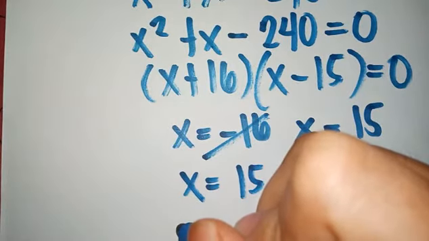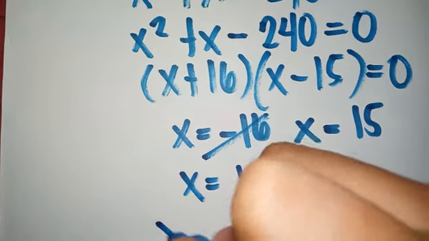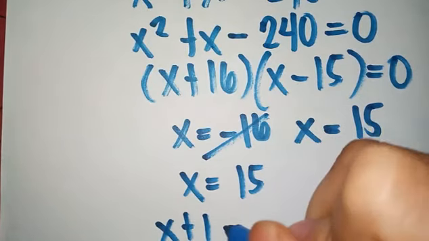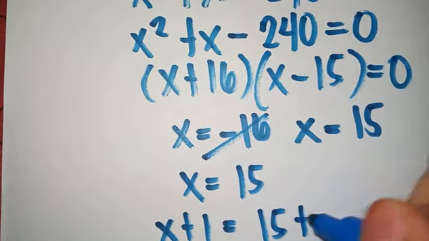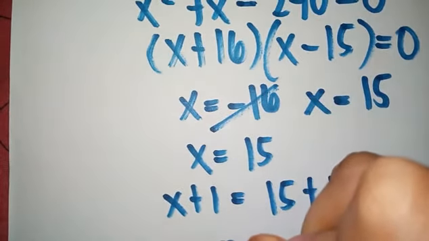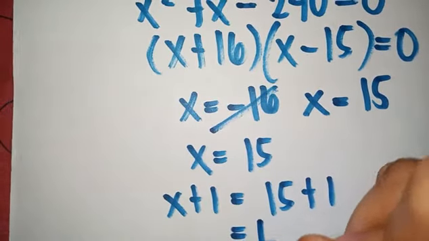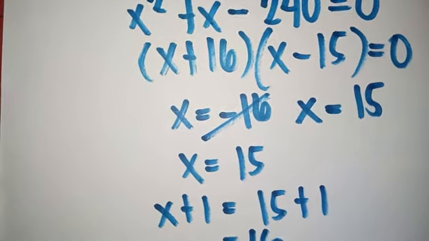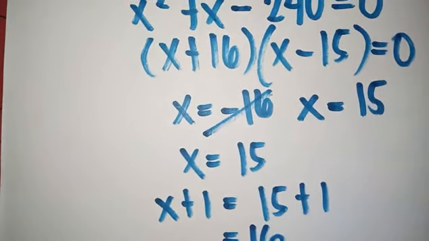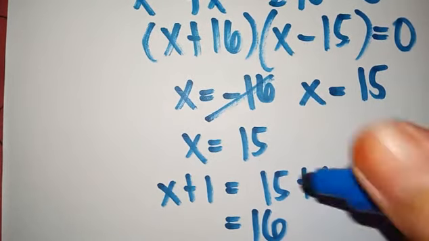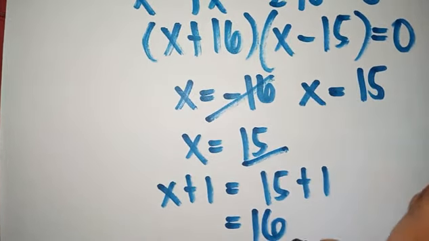Then, yung ating second integer ay we have x plus 1, which is magiging 15 plus 1. So, yung ating pangalawang integer ay we have 16. So, yung ating dalawang consecutive positive integers ay we have 15 and 16.